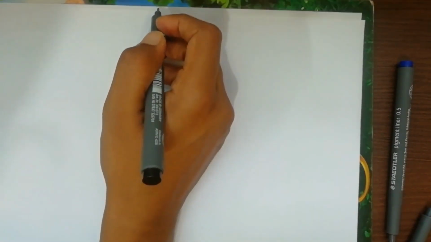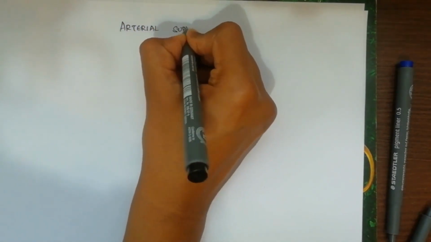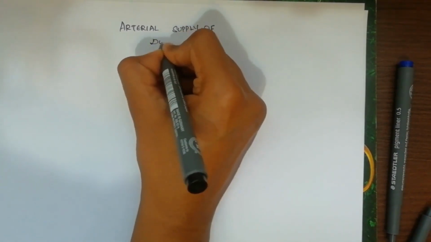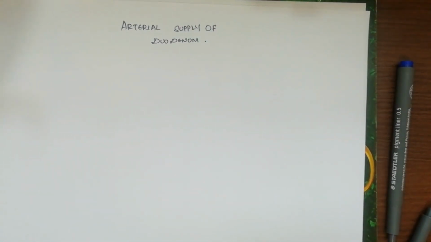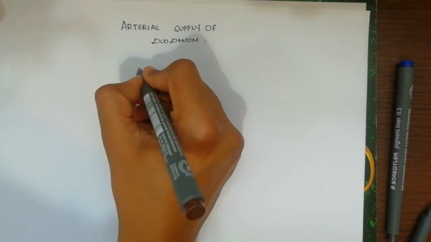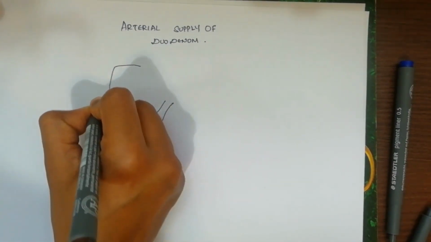Now we will move on to the arterial supply of the duodenum. We have explained the details of all parts of duodenum. Talking about the arterial supply, we are dividing it for the first part separately and for the other parts separately. So we have the first part, second part, third and fourth part, as you know.